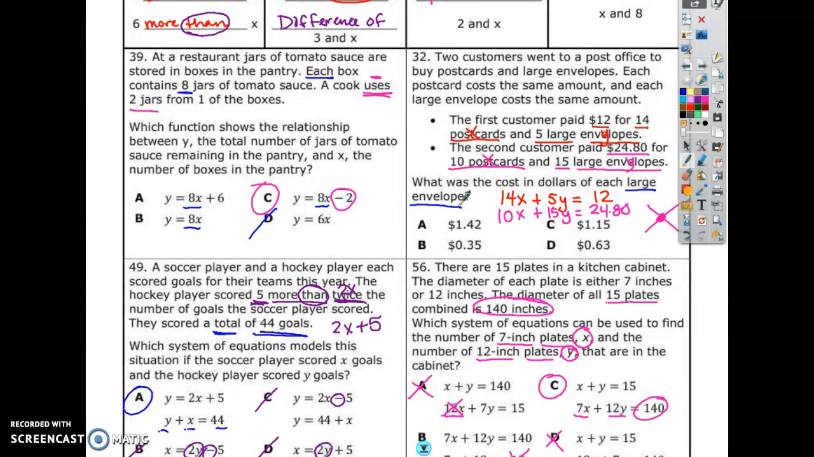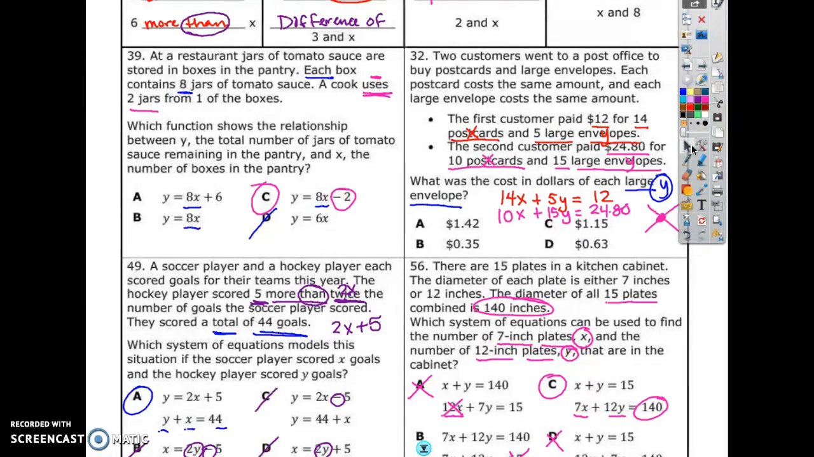X's or Y's? Which one is the large envelopes? My X's or my Y's? My Y's. Look, 15 large envelopes. I told you we were going to use that for Y, and envelopes is the Y, so they're asking us for the Y. So we're going to graph it in Desmos. Everybody pause the video, graph it in Desmos, and go find the answer.